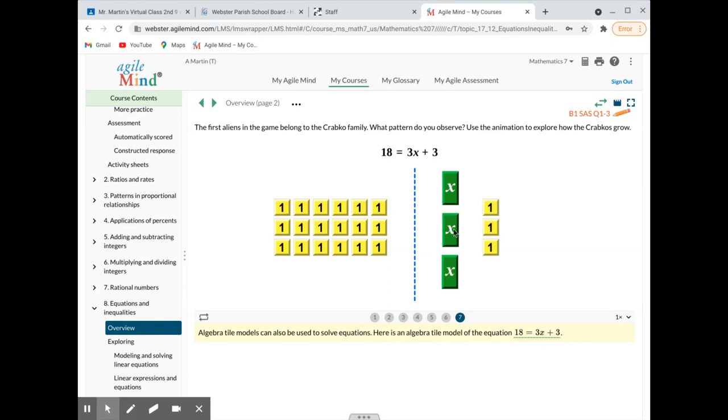And then what would you have to divide it by? How many x's are there? 3. Yeah, there's 3 of them. So what plus 3 is 18? 15. And 15 divided by 3 is what? 5. Good. I'm telling you the answers early. It's all right. It happens.